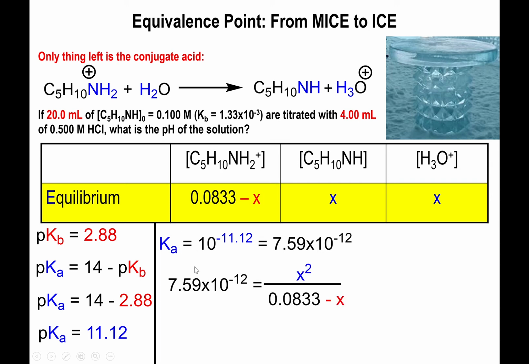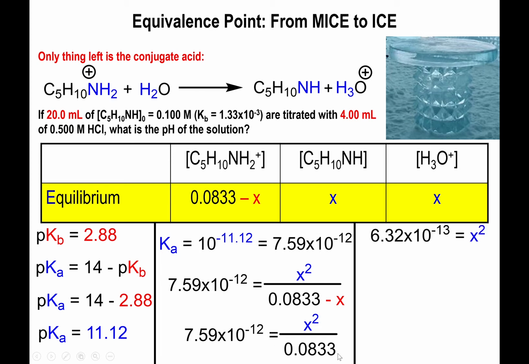So we use the equilibrium expression to come up with the proportions. We have x times x, or x squared, on top. On the bottom we have 0.0833 minus x. If you divide 0.0833 by 10 to the negative 12, you end up with a value roughly in the vicinity of 10 to 100 billion, which is a lot greater than 400. That tells us the minus x is negligible. So we get rid of the minus x and multiply 7.59 times 10 to the negative 12 by 0.0833. That equals the new value of x squared. Take the square root of that value, and that will give you the value of x.